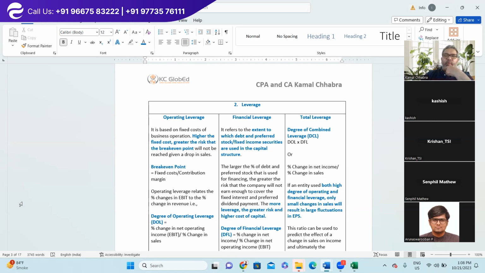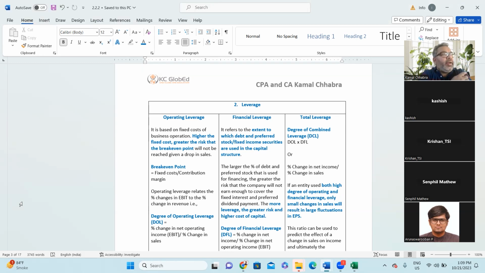So what is the break-even point? If you remember from the last to last classes, when we studied contribution margin as well as contribution margin ratio, contribution margin percentage, it is absolutely the same formula. Break-even point is equal to fixed cost divided by contribution margin, right? How do you identify fixed cost?